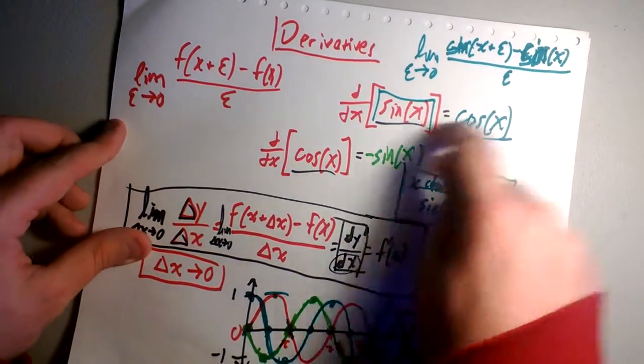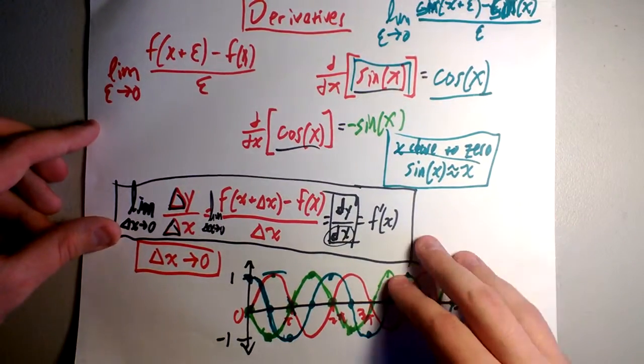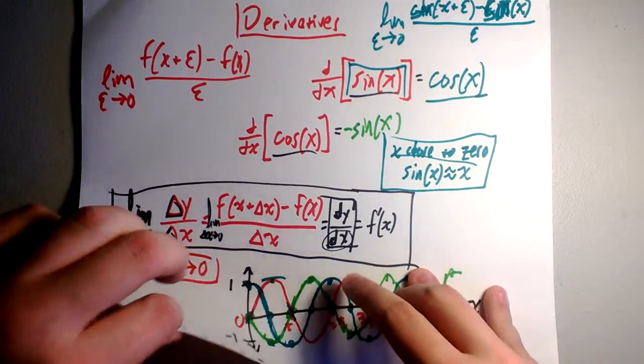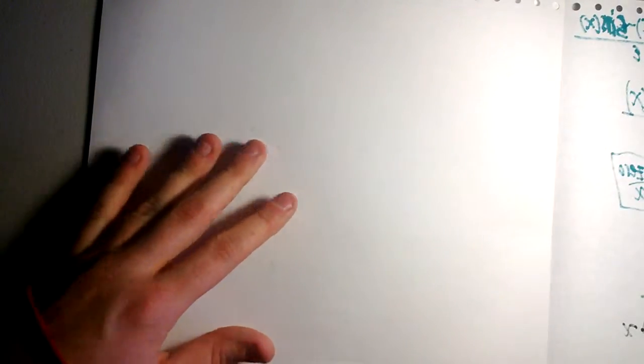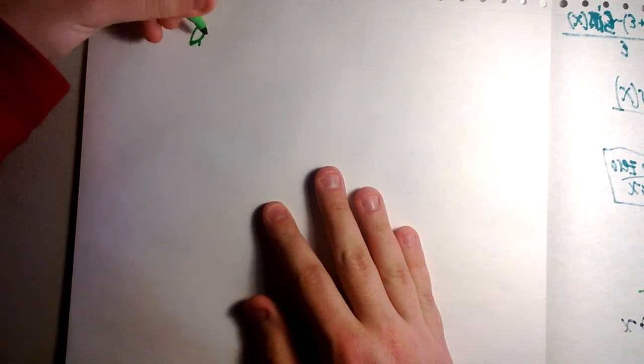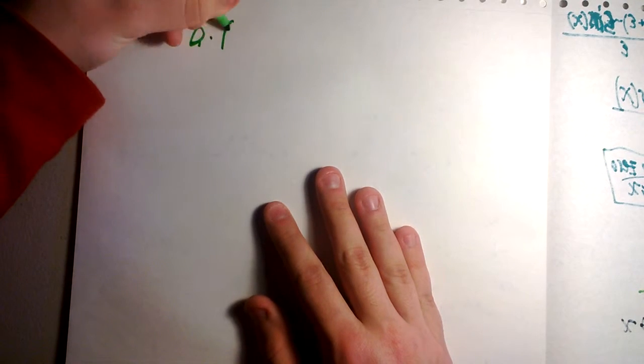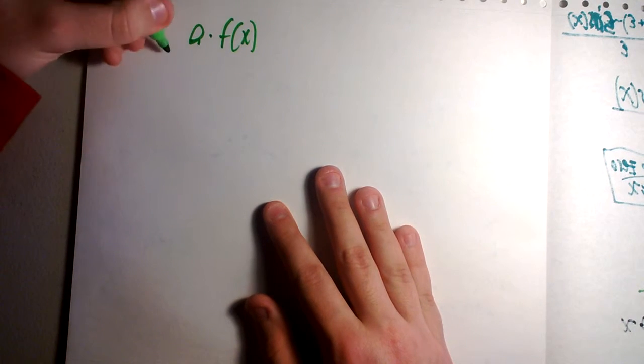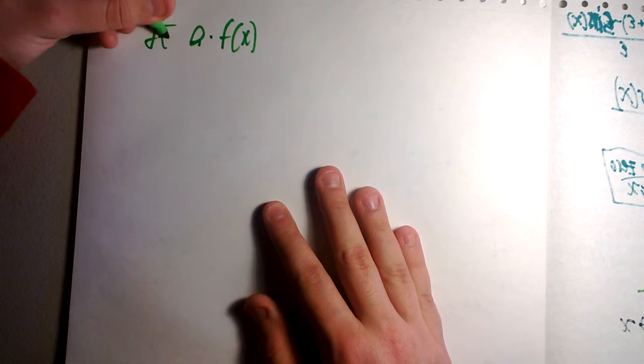So I'm going to switch pages, and we're going to do some derivative rules. So these are just basic derivative rules that will help you in the long run. So turn the page. All right, so here's another derivative rule. Actually, let's just write it out. If you have any constant, times a function, what is the derivative of it?